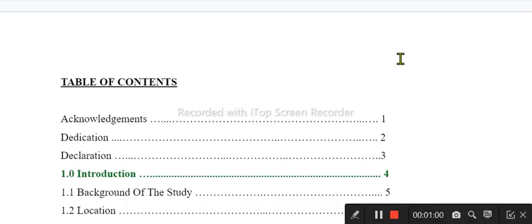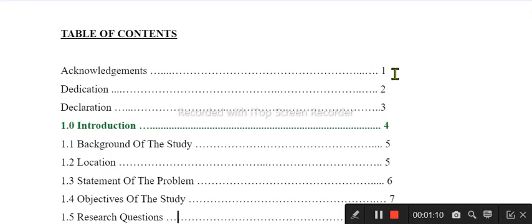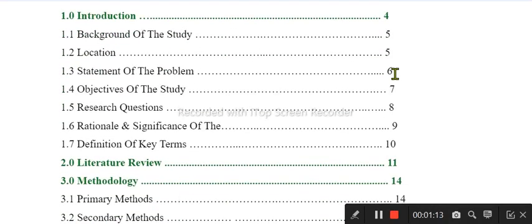Right, so the project, as I said in the other videos, starts with the table of contents, and the table of contents contains everything: the acknowledgements, the dedication, declaration, introduction, and so on. Just go on. And these are typical of a project. It doesn't mean that each project should contain these. No. Each project is different. It differs from school to school, teacher to teacher.